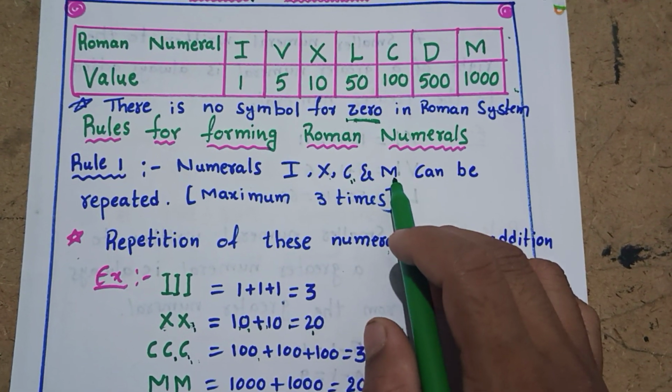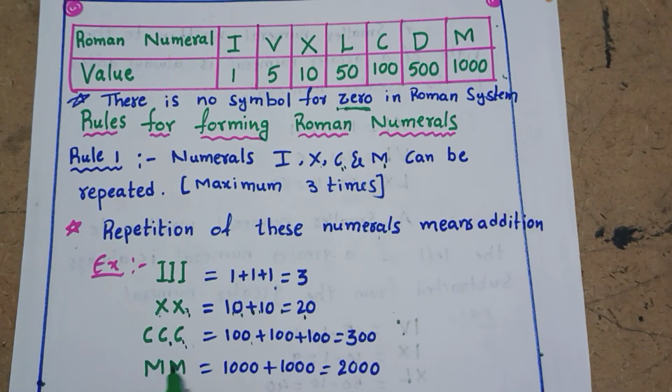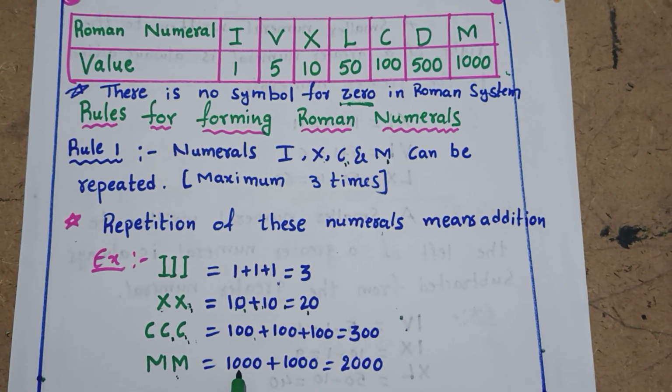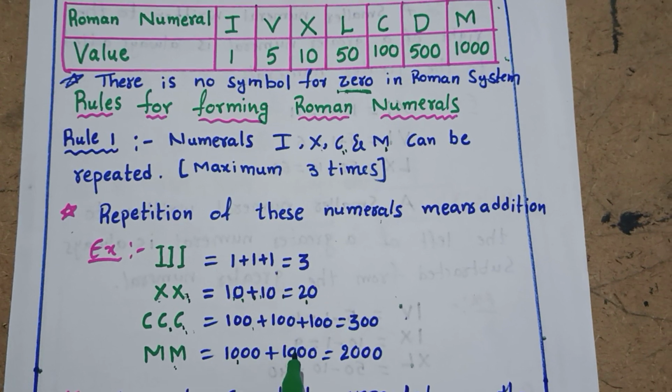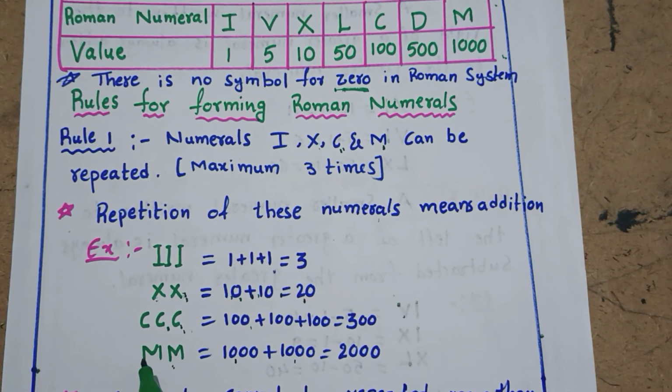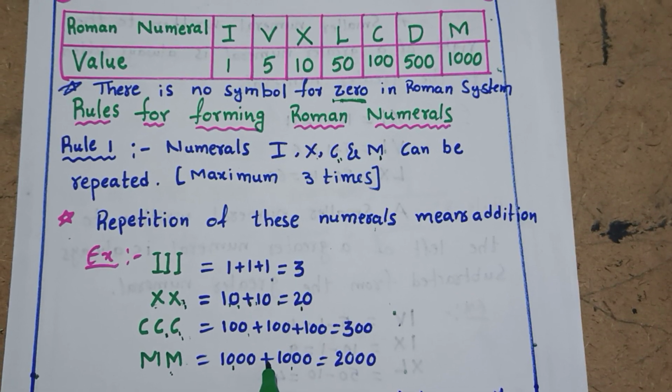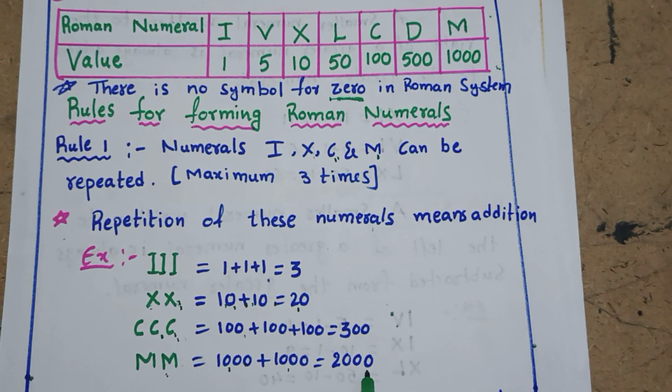One more letter, that is M. Here I have taken M 2 times. The value of M is 1000. M is repeating 2 times, so 1000 plus 1000 is 2000.